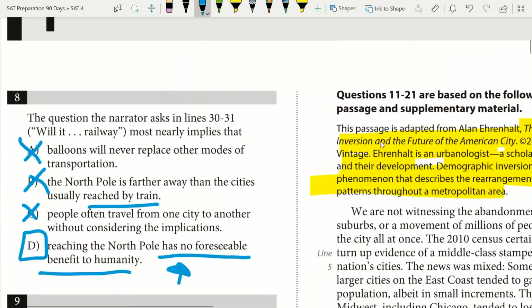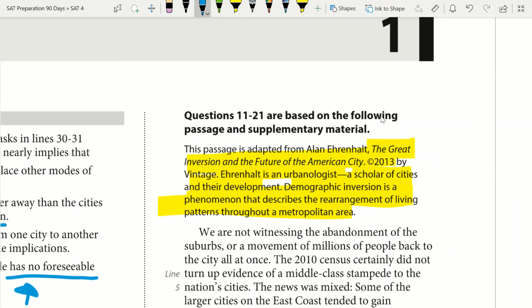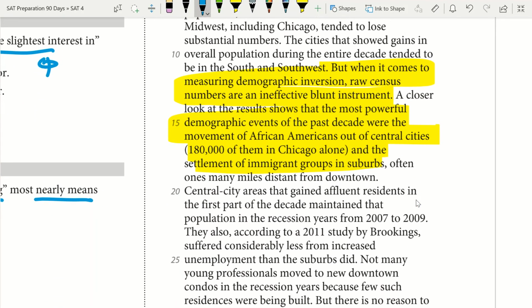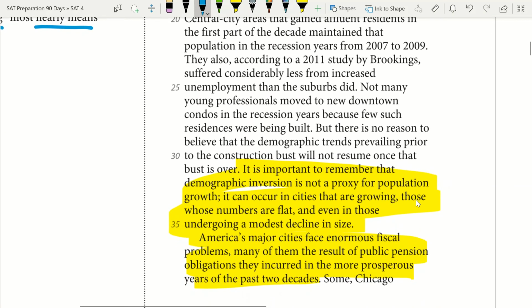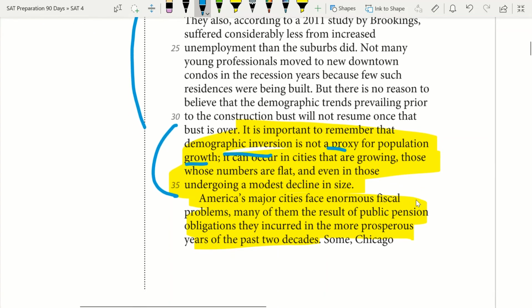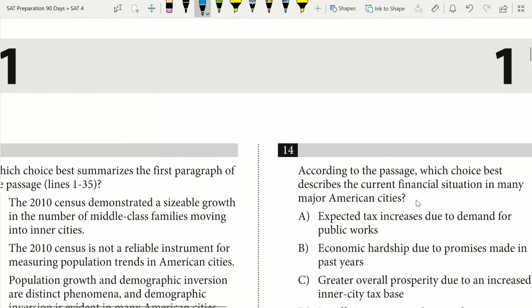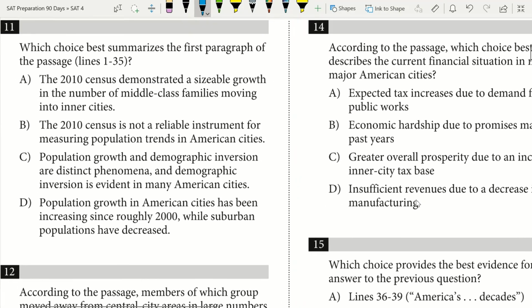Okay, if we go back to paragraph 1, we see that our claim about demographic inversion, as opposed to population growth, is that those two are separate ideas, right? It's important to remember, we say that in this highlighted section here, demographic inversion is not a proxy for population growth, or is not the same as that. That's really what we describe throughout all of this. We're describing demographic inversion, and then we're also saying it's not the same as population growth. So we're making that distinction between those two. That's really what we focus on throughout that paragraph. So let's run through options A through D.